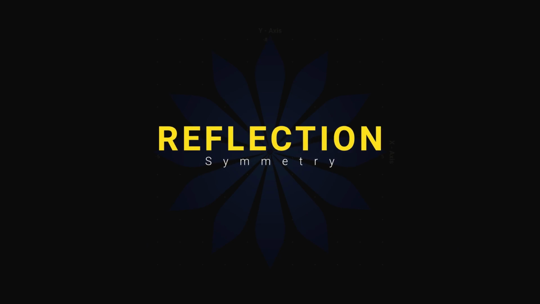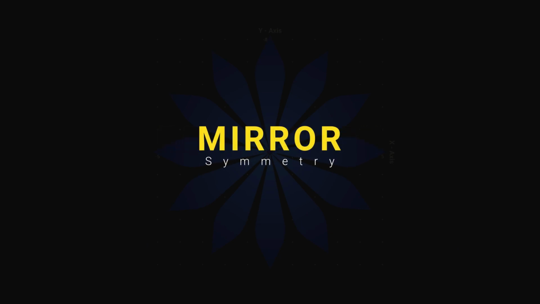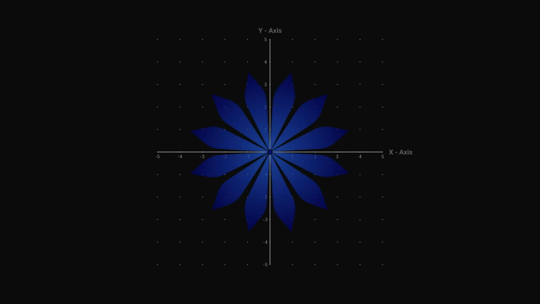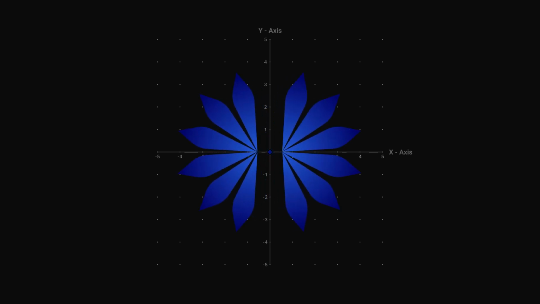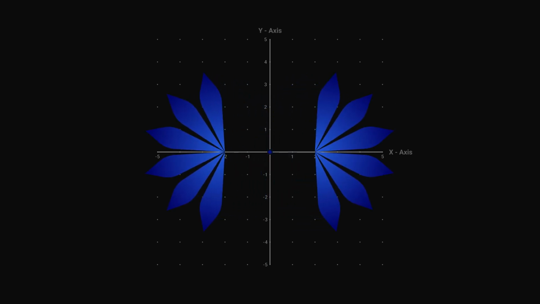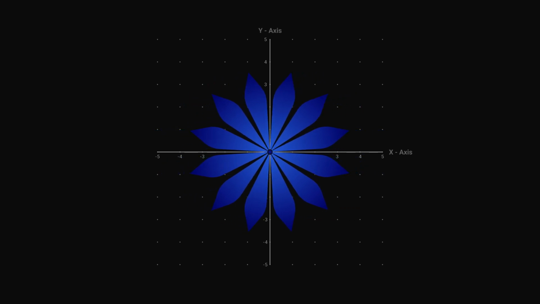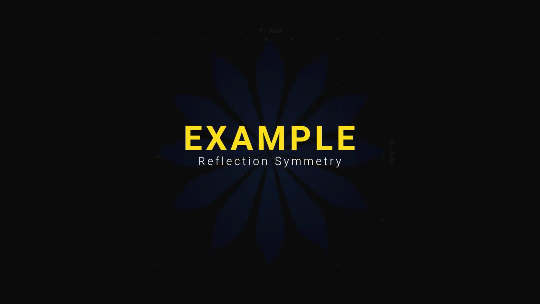First up, we have reflection symmetry, also known as mirror symmetry. It occurs when an object or a shape can be perfectly divided into two identical halves, like a reflection in a mirror. Now let's deep dive into some examples and equations to understand reflection symmetry better.